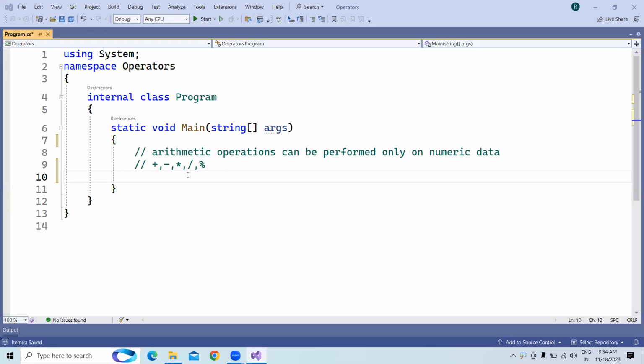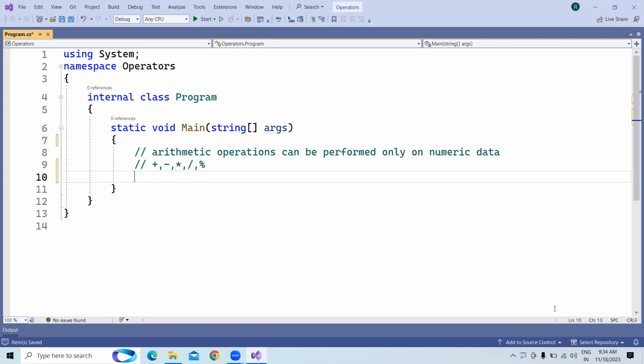Hello everyone. In the last video, we discussed the operators in C#. We discussed what an operand is, what an operator is, how many types of operators there are, and what we are going to do with the operators in our program. Everything we have discussed. Now we will discuss arithmetic operators, like addition.